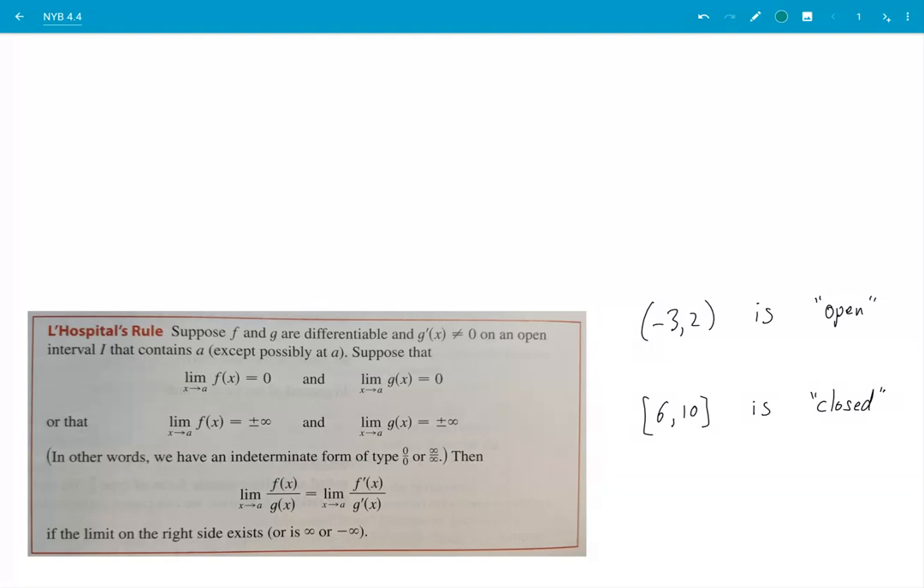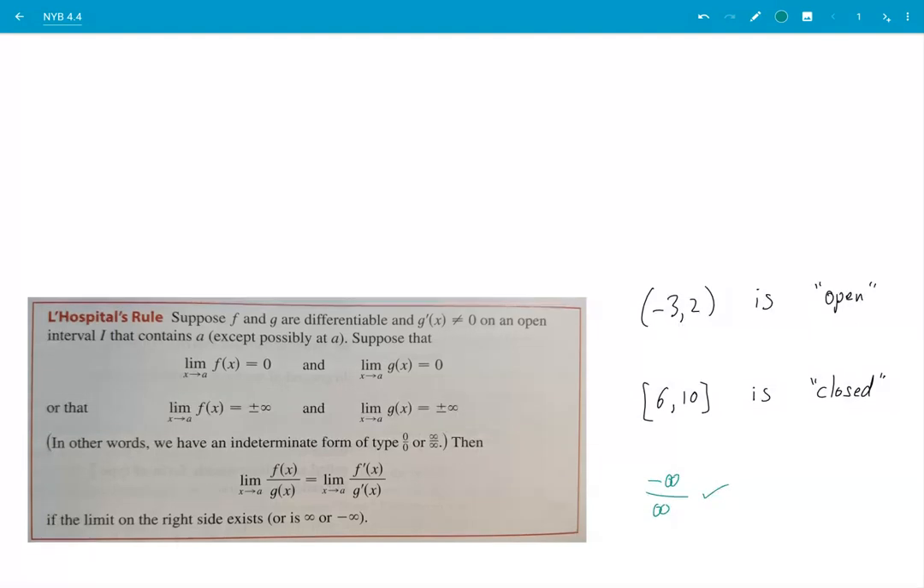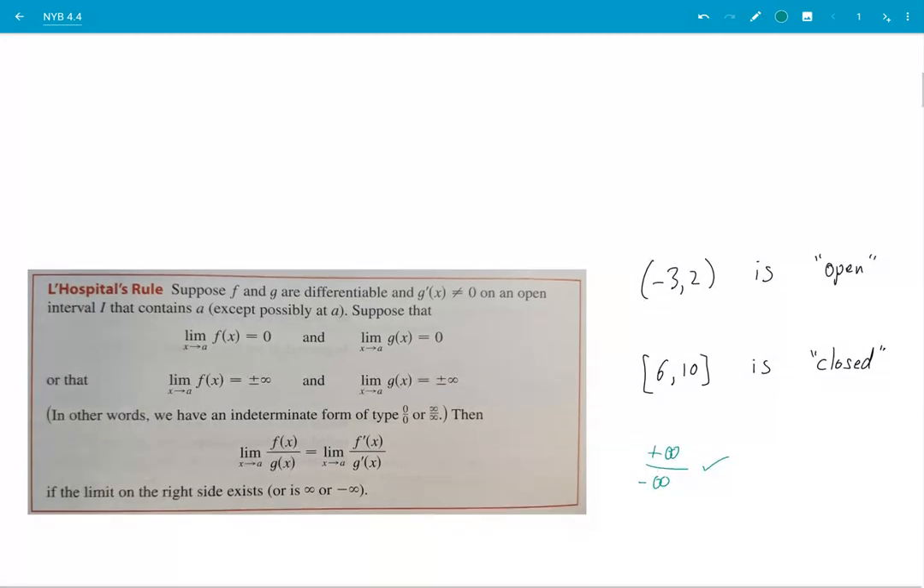What else should I say? It doesn't have to be, you could also have like minus infinity over infinity. That's okay. All these permutations are fine. What else? You could also have, if x goes to like 7 plus, a one-sided limit rather. If you have a one-sided limit, this also applies.